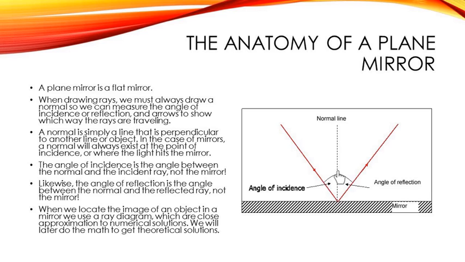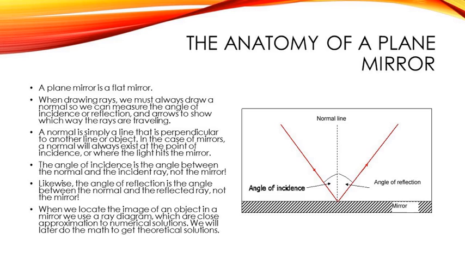Okay, and the angle of incidence and the angle of reflection are measured from the normal line. A normal line is simply a line that is perpendicular to another line or object. In the case of mirrors, a normal line always exists at the point of incidence, or where the light hits the mirror. Likewise, the angle of incidence is the angle between the normal and the incident ray, not the mirror. Likewise, the angle of reflection is the angle between the normal and the reflected ray, not the mirror.